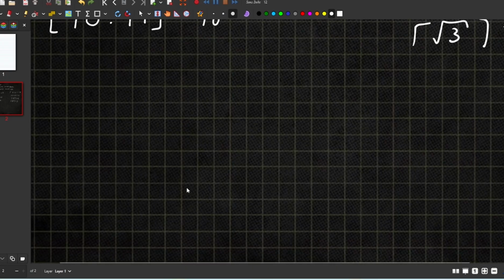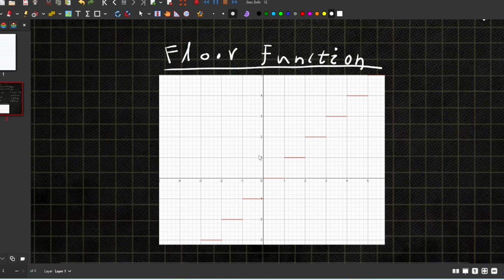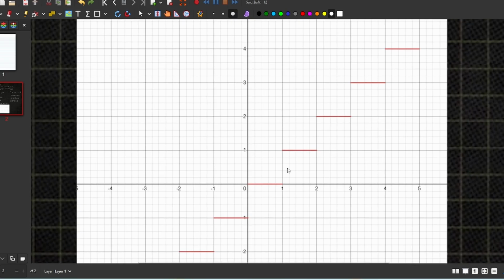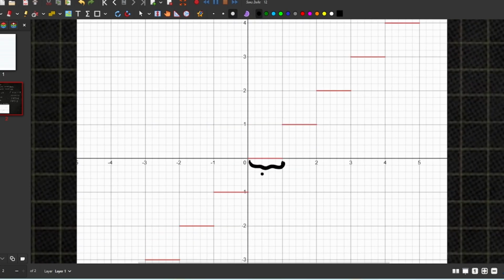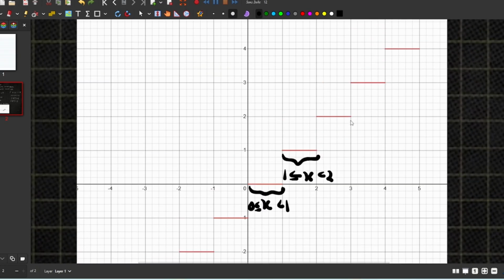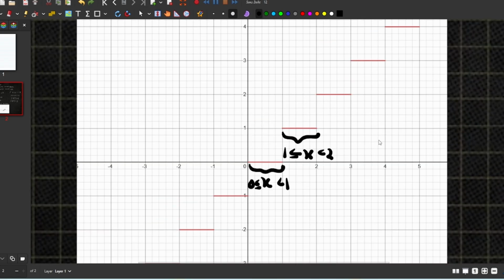And allow me to show you something pretty interesting. This is the floor function as an actual function. So let's take a look at this. When the number, in this case the number is x, is greater than or equal to 0, but less than 1, it's just going to be 0. When x is greater than or equal to 1, but less than 2, the floor of x will be 1. And I'm pretty sure you can determine the intervals of x for all of these little steps here.